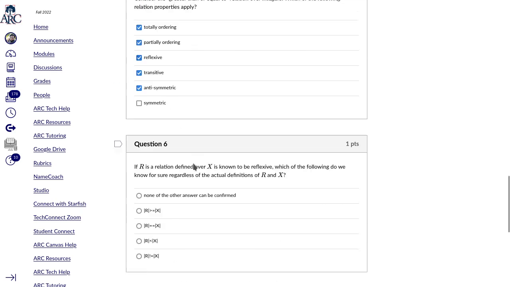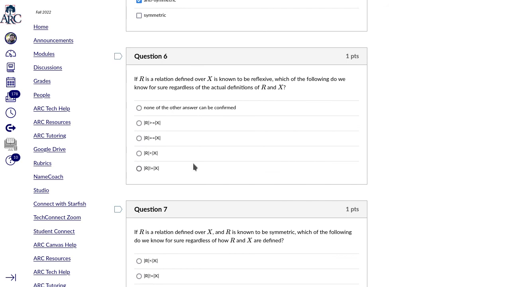All right, number 6. If R is a relation defined over X and is known to be reflexive, which of the following do we know for sure, regardless of the actual definitions of R and X? We will reserve the first one until we confirm none of the other ones can be confirmed. So we'll check it out. The cardinality of R has to be greater than or equal to the cardinality of X. I think so, right?